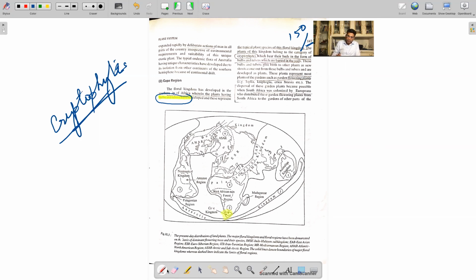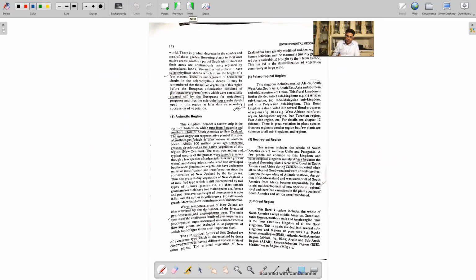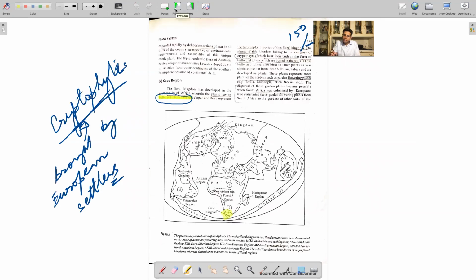And these cryptophytes, very importantly, were brought by European settlers. So somewhere it says so. It says here that the dispersal of these garden plants was possible when South Africa was colonized by Europeans, who distributed these garden flowering plants from South Africa to gardens of other parts. So an important role here is the role of man in dispersing the life forms.